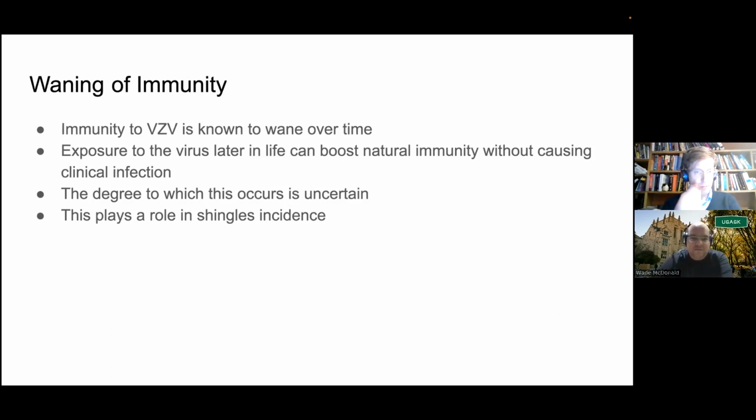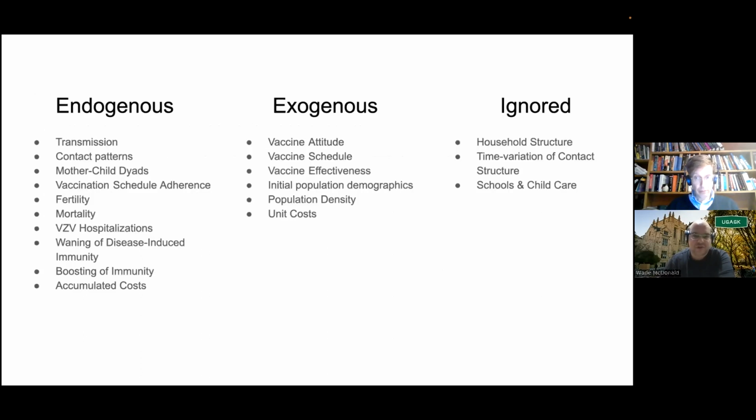Immunity to the varicella-zoster virus is known to wane over time. Exposure to the virus later in life can boost natural immunity without causing clinical infection, but the degree to which this occurs is uncertain. This plays a role in shingles incidence as the level of immunity affects when it may reactivate and cause a shingles infection.